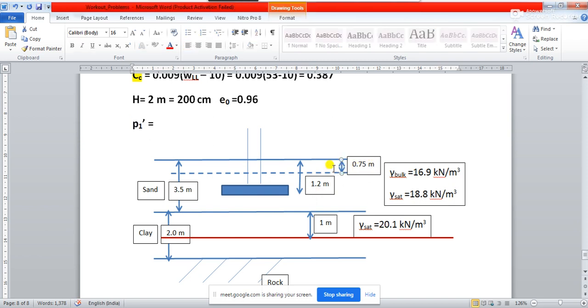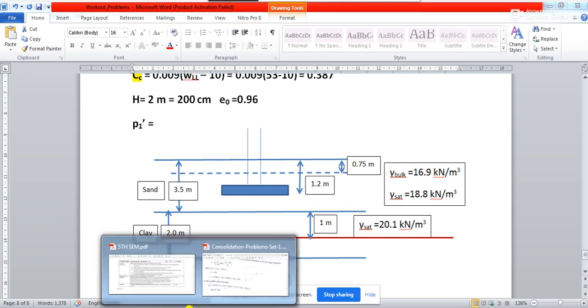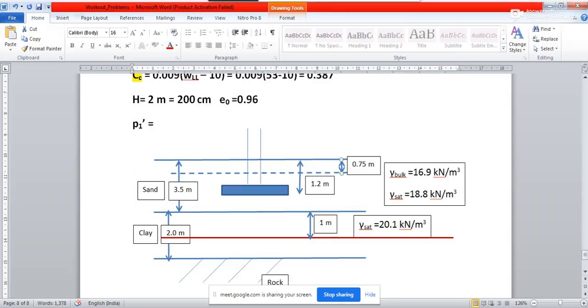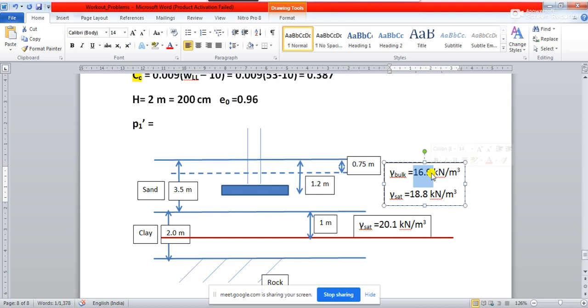So for the initial part, now here you should be very carefully observing. See, this is actually the water table. This dotted line shows the water table, right? So above the water table, which unit weight of soil should you use? This soil is sandy soil, right? Above the water table, you must use the bulk unit weight of soil. And if you see in the problem also, it is shown that above the water table the unit weight of sand is 16.9.